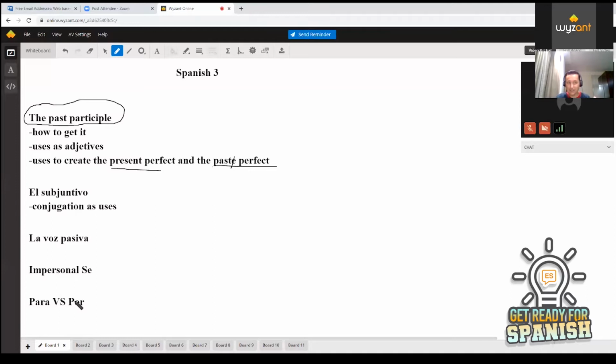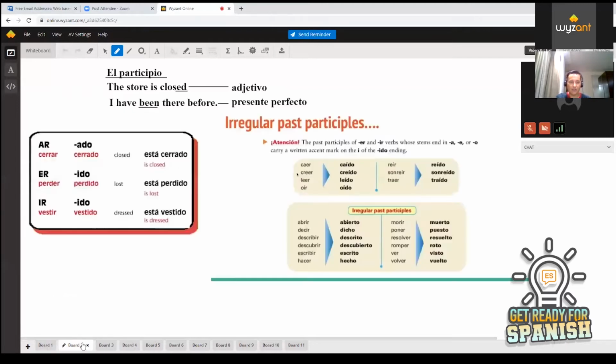Just to summarize this again, the subjunctive is going to take a big chunk of your class. It can be quite complicated. It's easy to conjugate, but it's a little hard to use because you don't have it in English. The passive voice, the impersonal se, and para and por are small pieces of the puzzle, but again, also important. So this is what we are going to be learning during the next 30 minutes.